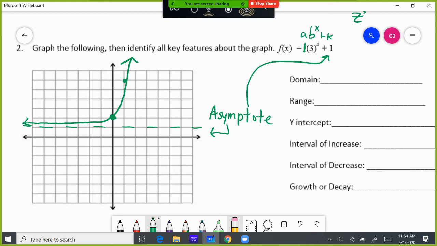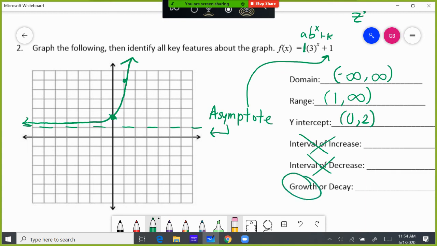All right. So let's start filling these things here. The domain is from negative infinity to positive infinity. The range, the lowest it goes is actually at that asymptote. So it's from 1, and it goes all the way up to infinity. So from 1 to infinity. The y-intercept, we see it here on the graph, it's 2. So (0, 2). And then intervals of increase and decrease, don't worry about that. And you can see here that it's growth, all right? It's always going up.